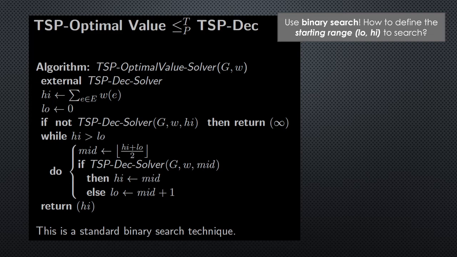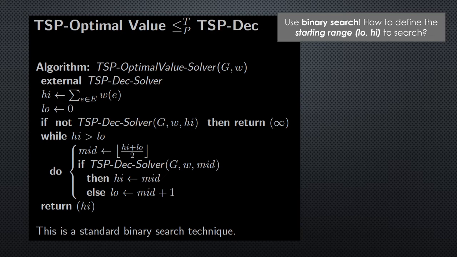If we're querying a number t that's greater than or equal to the optimal, the TSP decision solver will return true for every number greater than or equal to t. It'll return false for every number less than t. So we have this monotonic switch. This is effectively a sorted range that we're searching, and we're searching for the first true in a sorted range. So we can actually binary search that.